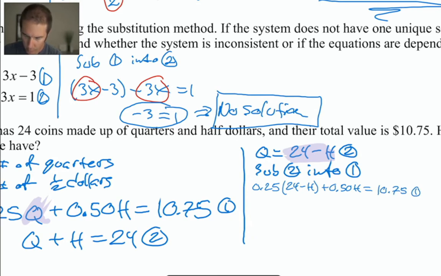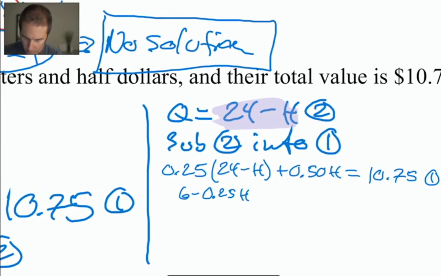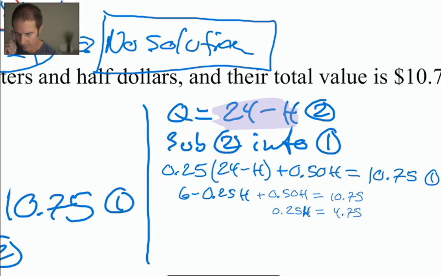A quarter of 24 is equal to 6. So we've got 6 minus 0.25H plus 0.50H equals 10.75. And then let's combine like terms. Negative 0.25H plus positive 0.5H equals positive 0.25H. And I'm going to subtract 6 from both sides. And that equals 4.75 on the right-hand side.